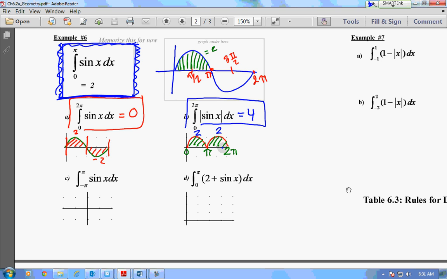Okay, sine x from negative pi to positive pi. So here's negative pi to positive pi. Okay, Ethan, what would you get for the area? 0, because they cancel each other out again.